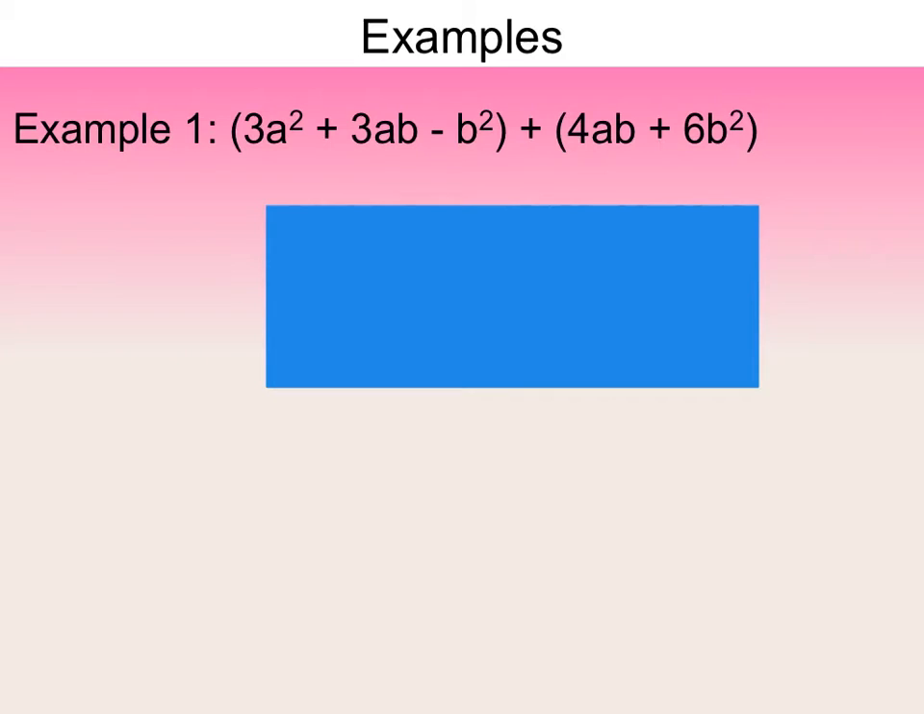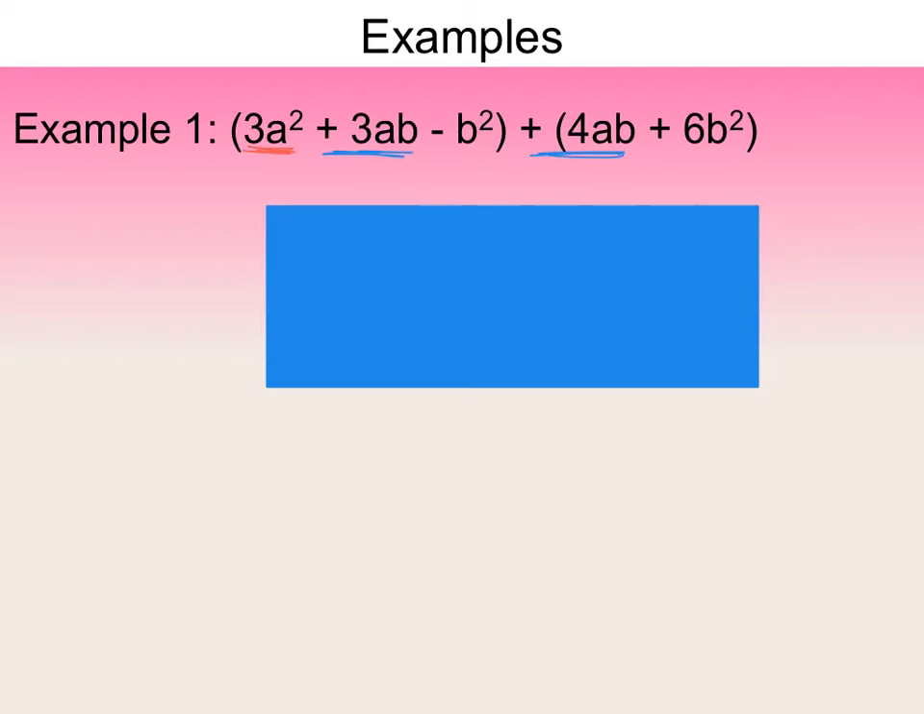So in this example right here, and this is where people like highlighting, I have this a squared, but I don't have any other a squared, so I can't do anything with that. If I look at what else I have, a 3ab, and then this 4ab over here. I know those are like terms, they have the same variable and same exponent value, so I'm really just going to do 3 plus 4.